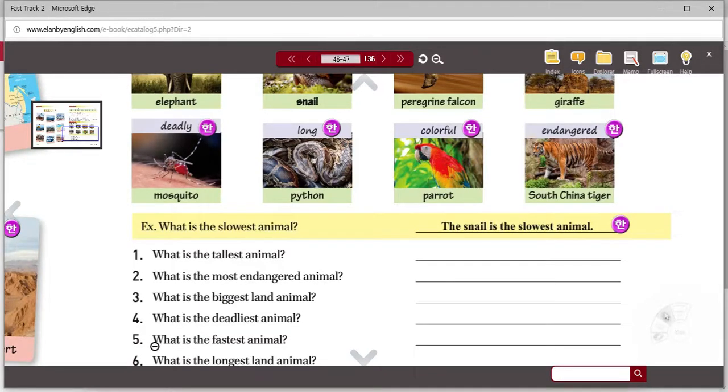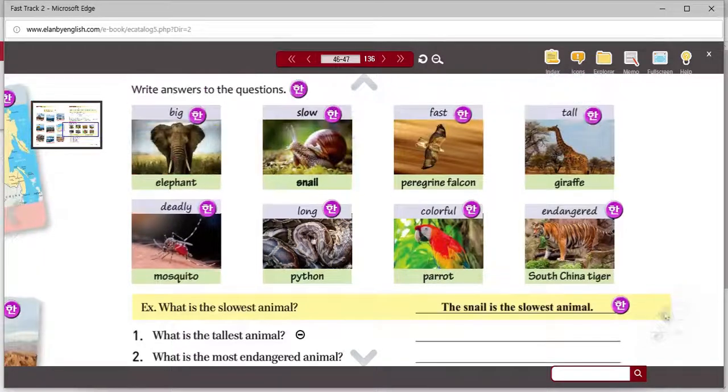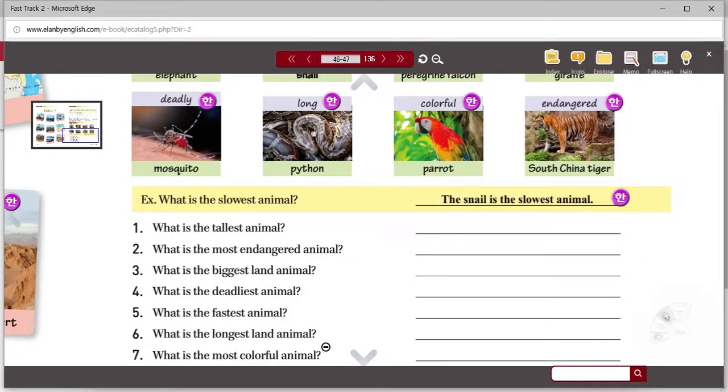Five, what is the fastest animal? The peregrine falcon is the fastest animal. Six, what is the longest land animal? The python is the longest land animal. And number seven, what is the most colorful animal? The parrot is the most colorful animal. Or the most colorful animal is the parrot.